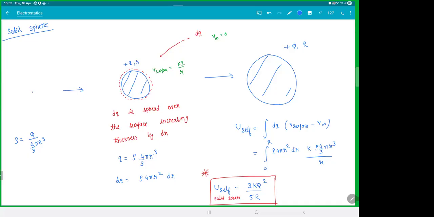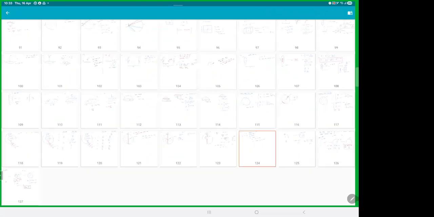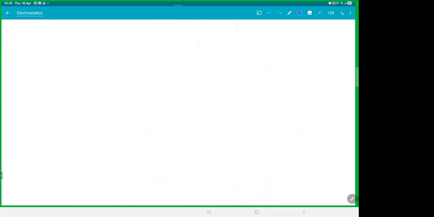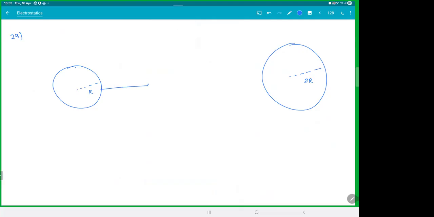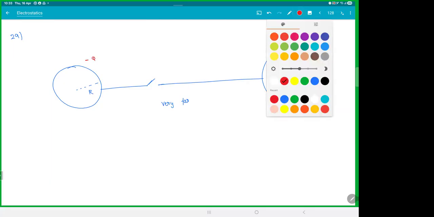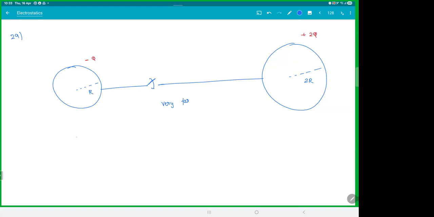Yeah, let's see one question on this. We have two conducting shells. Let the radius be r and let the radius be 2r. They're connected by a wire. They're very far. And we have a switch here. This one has a charge minus q and this one has a charge plus 2q. When you close the switch, find the final charges and find the heat produced.